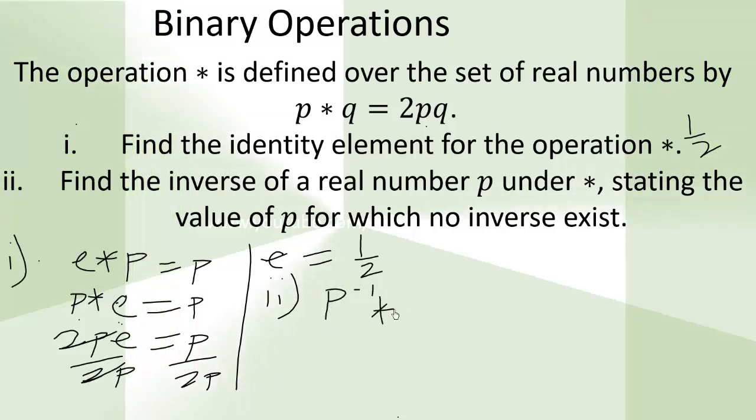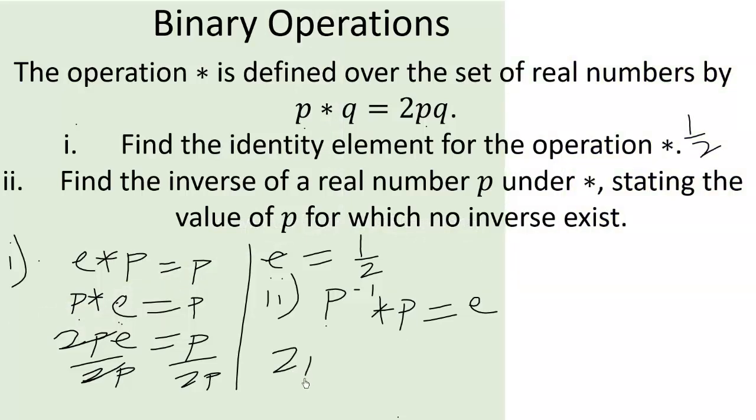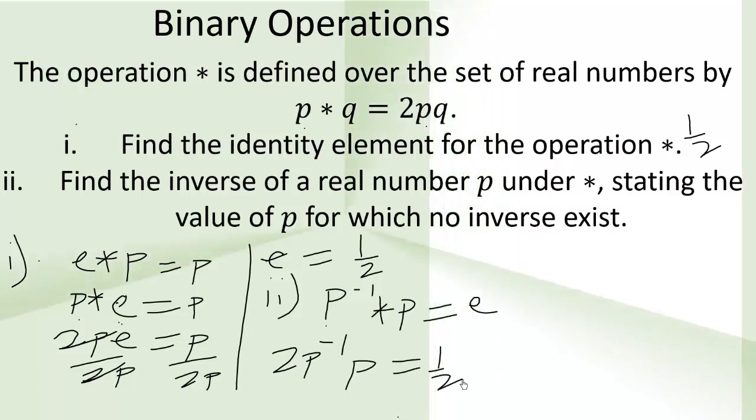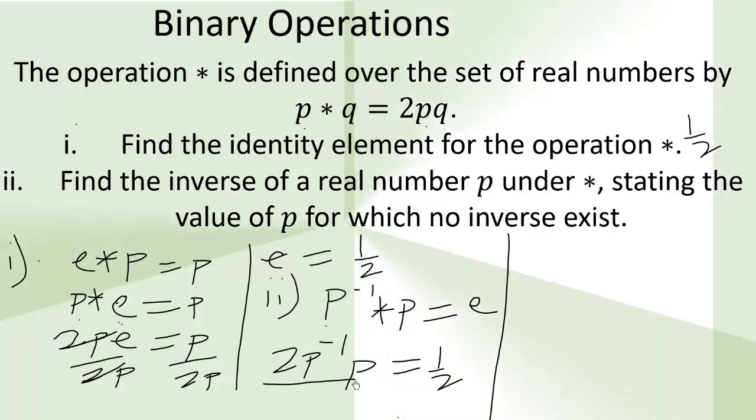So let P inverse be the inverse of P. So P inverse will operate on P to give us the identity element E. P star Q is 2PQ, so P inverse star P will be 2 times P inverse times P. And that should be equal to E, the identity element, which is 1 over 2. So we need to solve for P inverse.